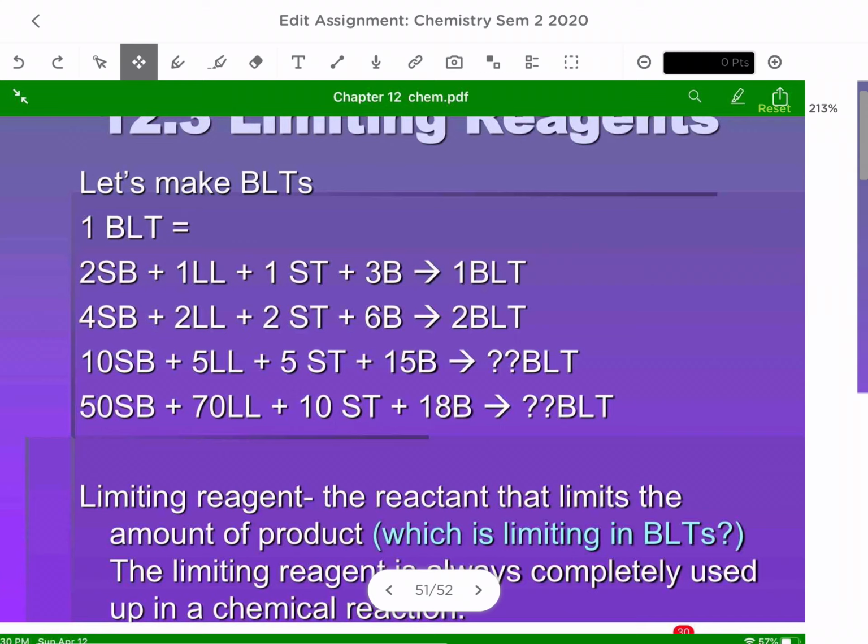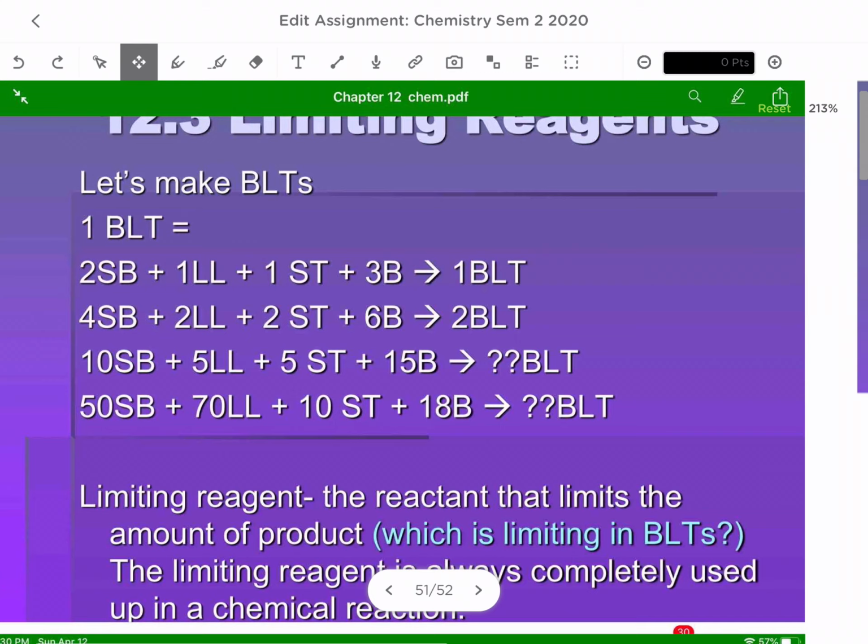Sorry about that. If you are wondering where all of your notes are, they are still on Canvas files, unfiled, and this is chapter 12.